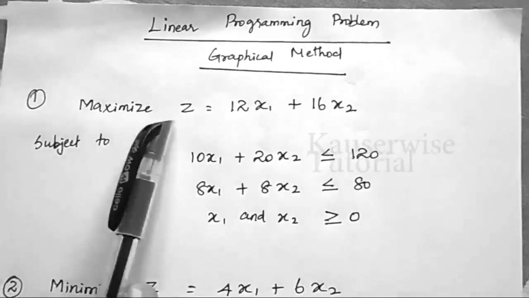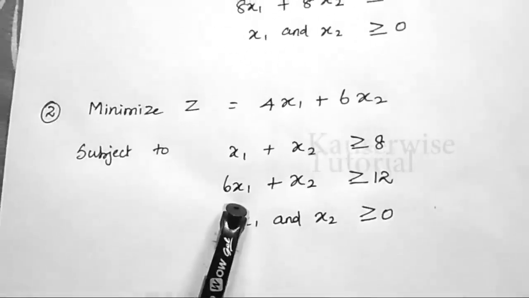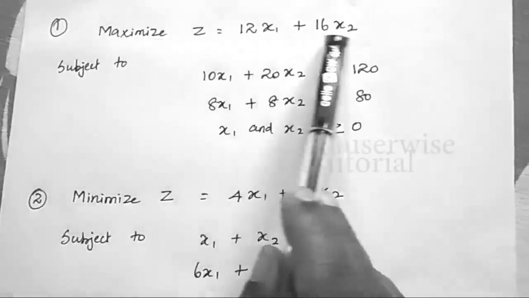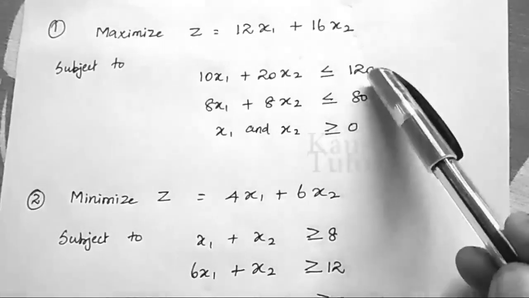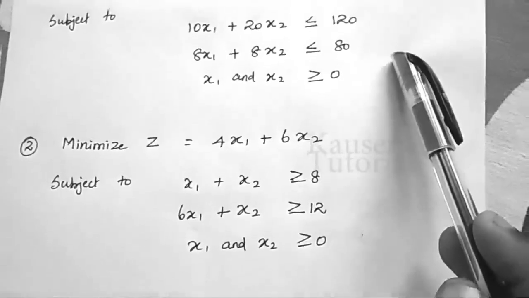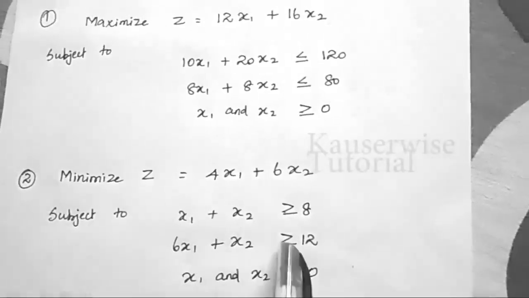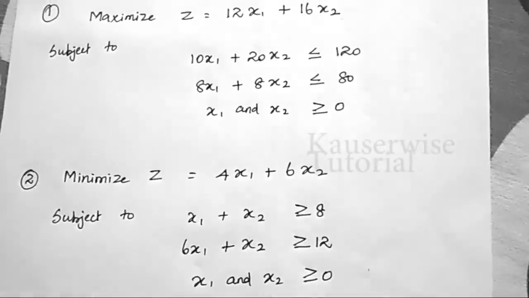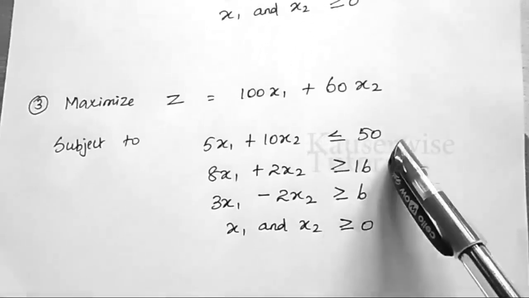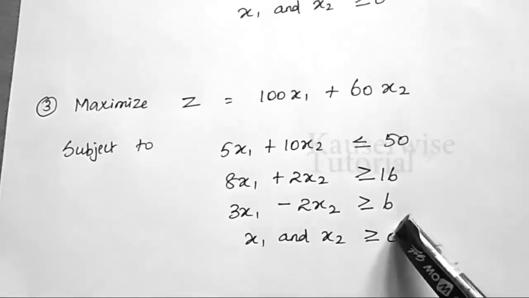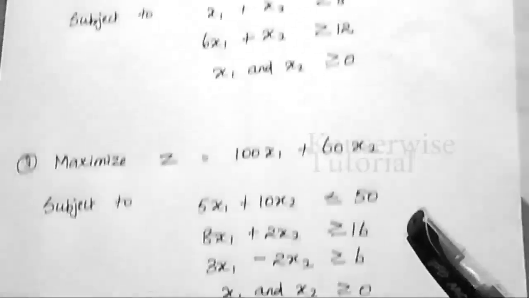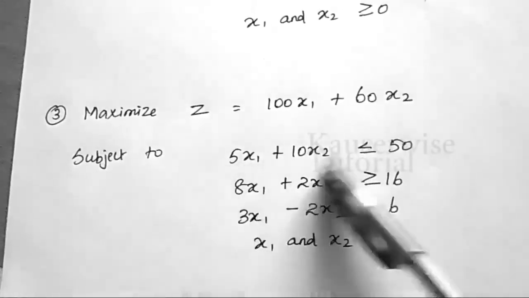The first one is maximization problem and second one is minimization problem. But in the first two models we have two constraints. So this is the objective function subject to two constraints given in the first problem. In the second problem also same thing, but the first one is maximization problem and second one is minimization problem. And the third one is maximization, but here we have three constraints. In the above two problems we have only two constraints, but in the third problem we have three constraints. So constraints means three equations are there.